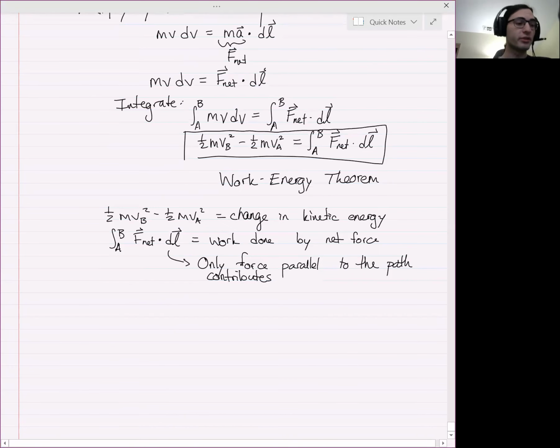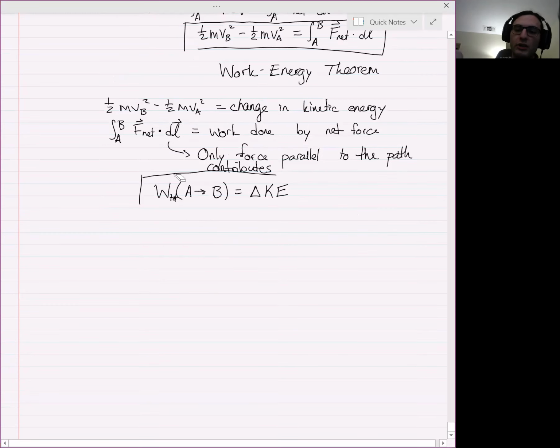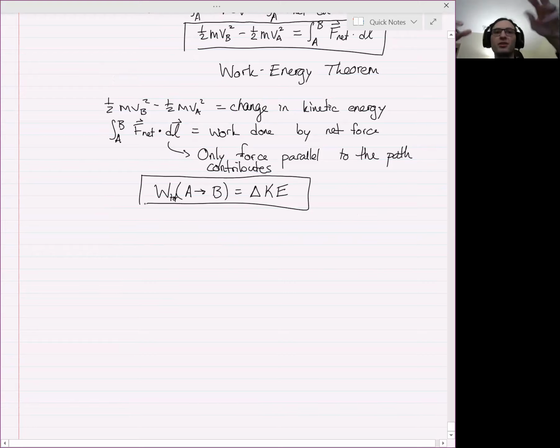So in words, what we can say is that the total work done by all the forces acting on an object, that's what F net is, from a starting point to an ending point, i.e. points A and B, equals the object's change in kinetic energy between those same two points. i.e. the total work, abbreviated as W, from A to B is equal to delta KE. That's another way of expressing the work energy theorem. Basically it says that if you do work, that energy gets put into another thing in the form of kinetic energy.